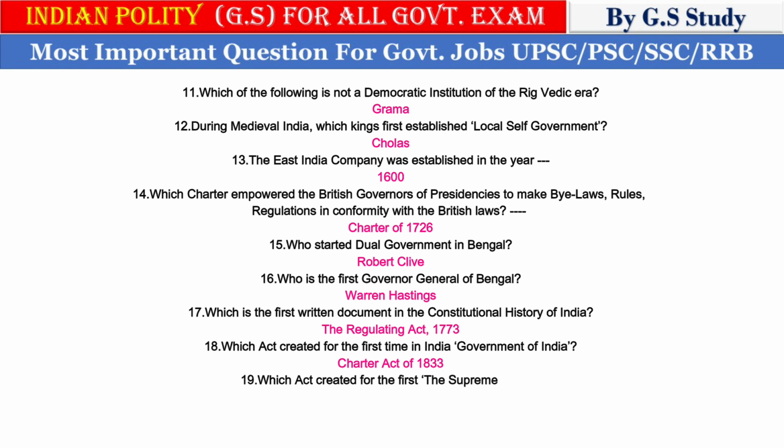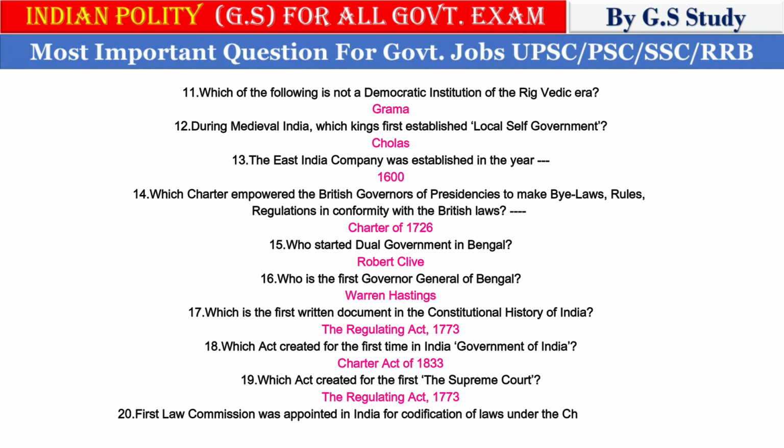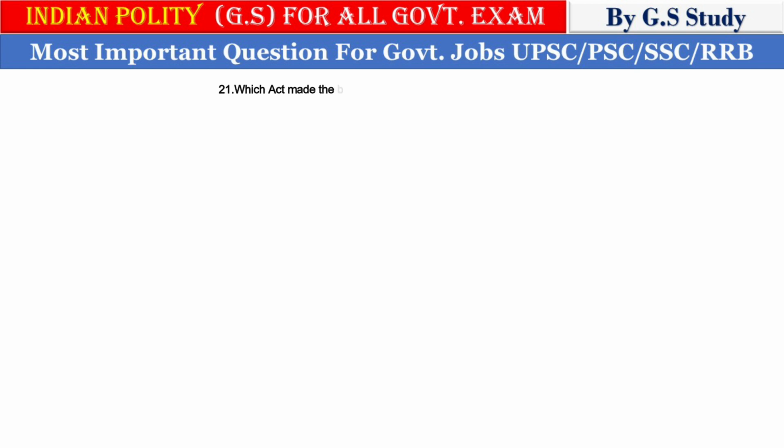Charter Act of 1833. 19. Which act created for the first time the Supreme Court? The Regulating Act, 1773. 20. First Law Commission was appointed in India for codification of laws under the chairmanship of Lord Macaulay. 21. Which act made the beginning of a parliamentary system in India? Charter Act of 1853.